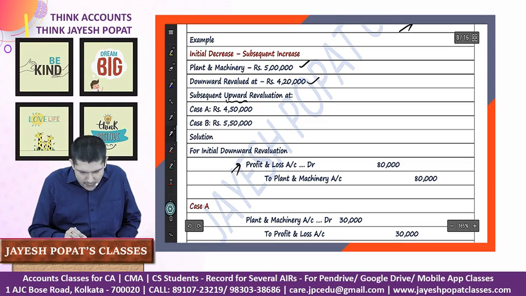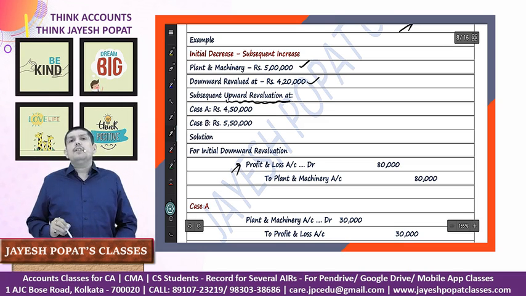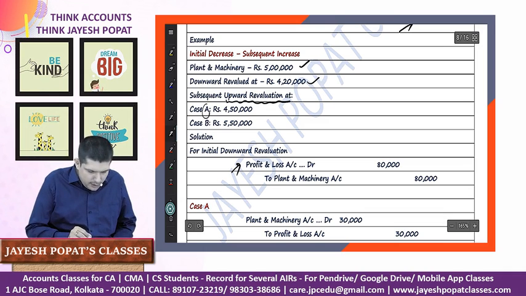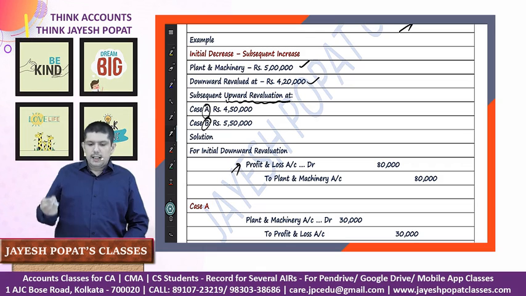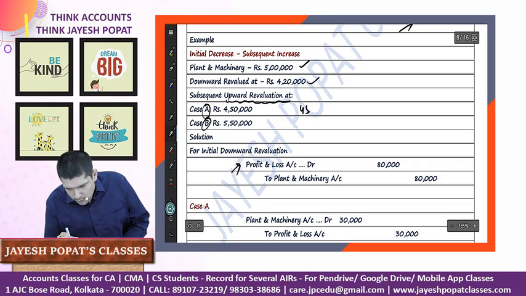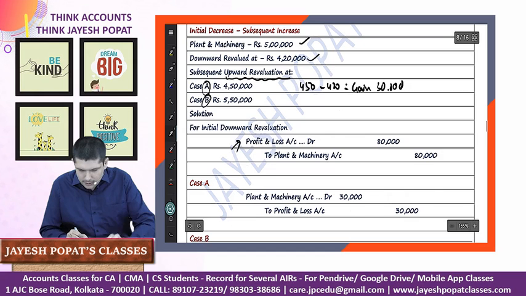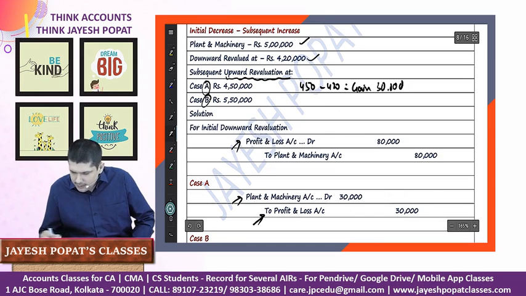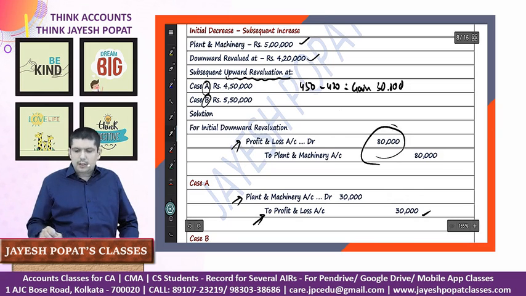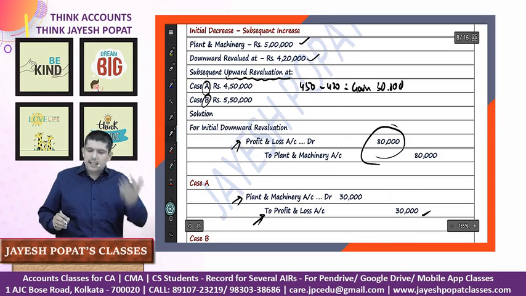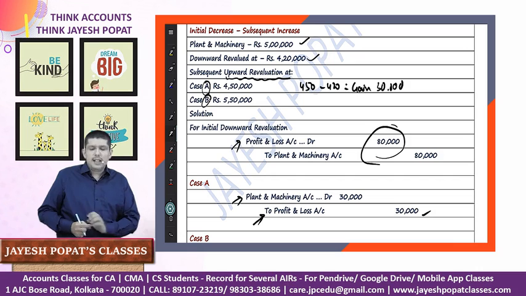Subsequently, right, after doing this downward revaluation, we have upward revaluation. Again, we have taken two cases, case A and case B. In the first case, we are taking it to 450. So 450 minus 420, in this case there is a gain of 30,000. So we'll debit the plant and machinery by 30,000 and we'll credit the statement of profit and loss by 30,000 because we have recorded a loss to the extent of 80,000 in relation to this asset.